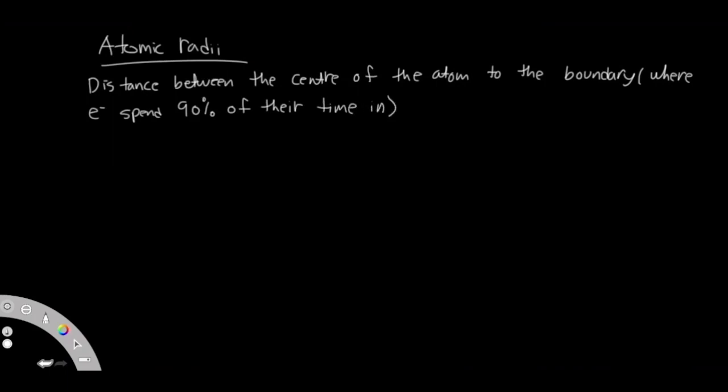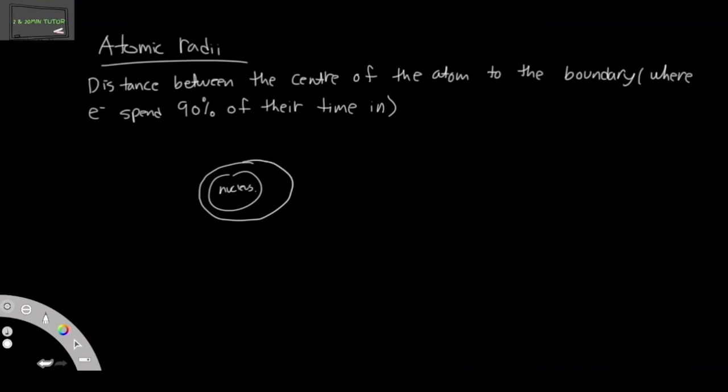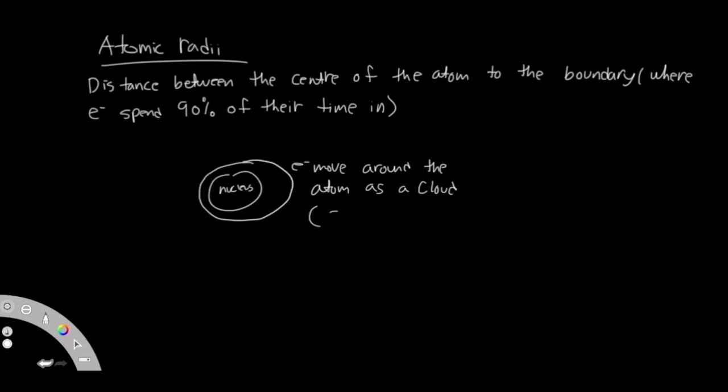Now let's expand on this definition. When we look at an atom, so let's say this is the nucleus in here, we have these little rings, and these rings are pretty much these clouds. Okay, they're not necessarily rings, but they're clouds, give or take, where they are in that specific area, and the electrons move around the atom as a cloud.